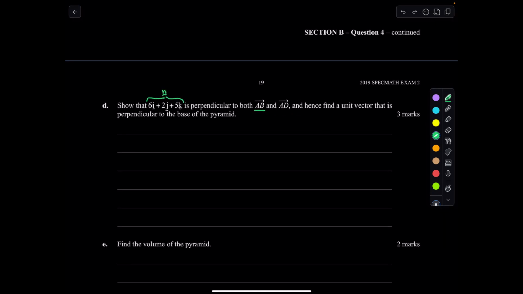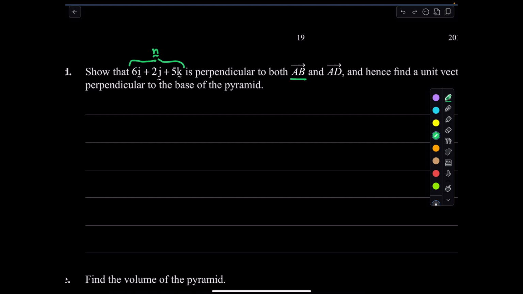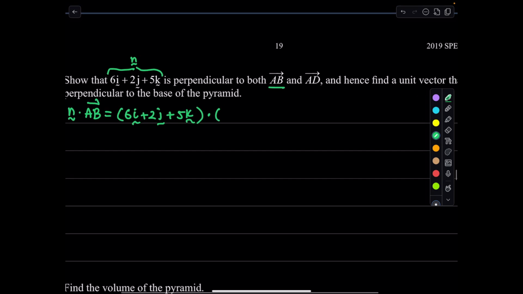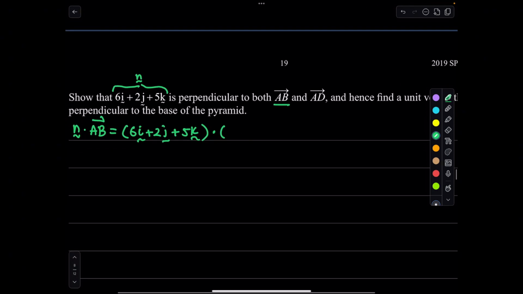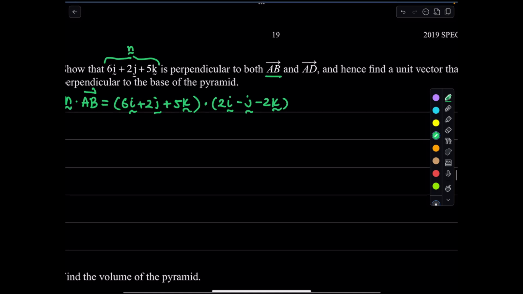That's going to give you the first 2 marks, and then we'll do the other part, which is to find the unit vector. So let's do the easy part first. n dot AB is what? n is 6i plus 2j plus 5k, dot AB. AB, which is negative a plus b, is just 2i minus j minus 2k.